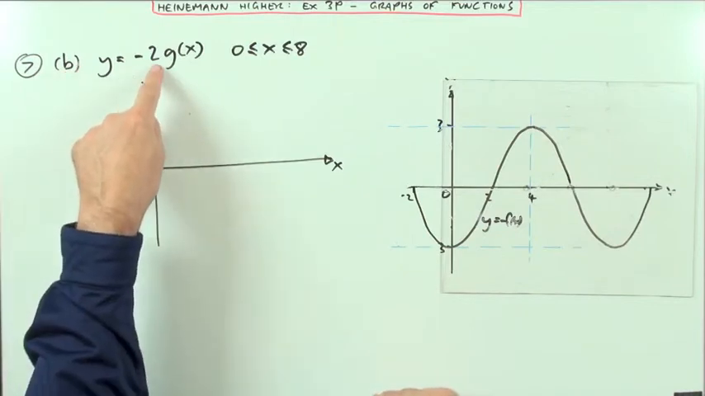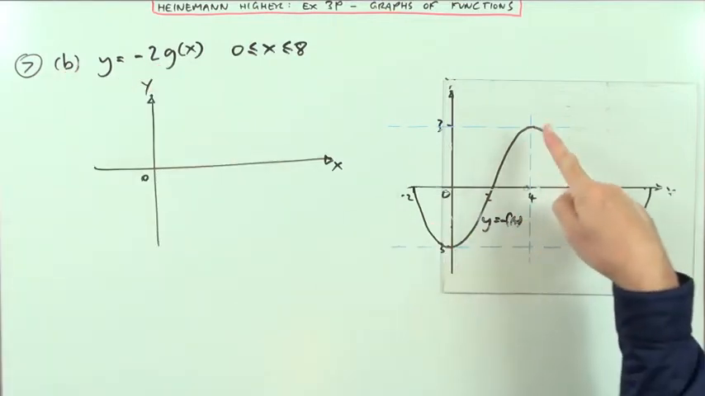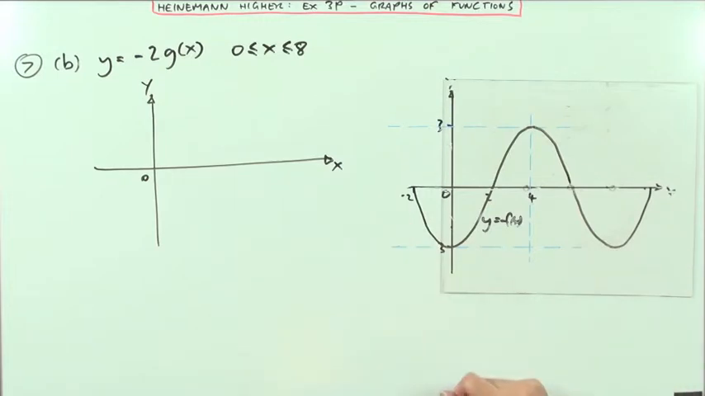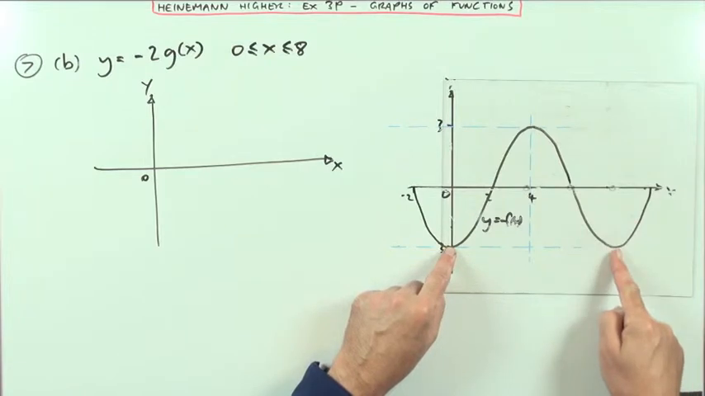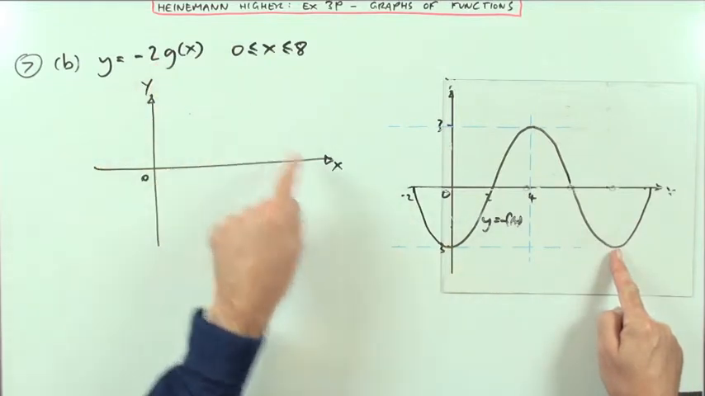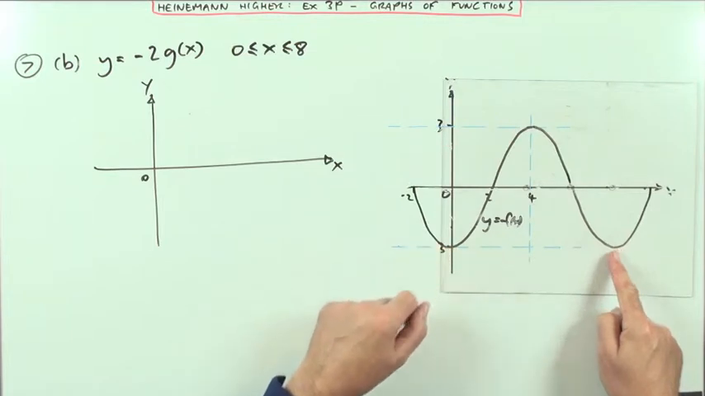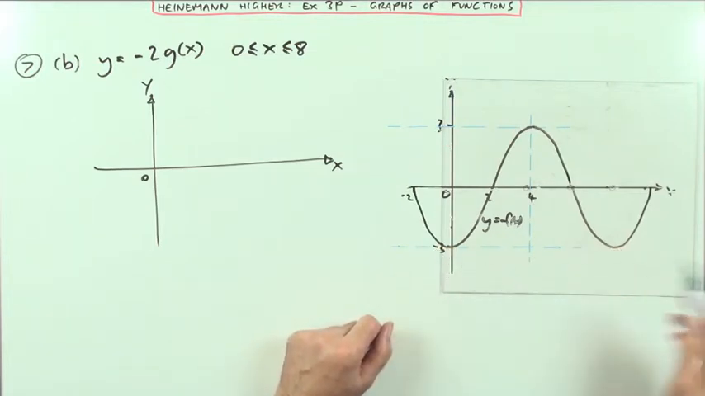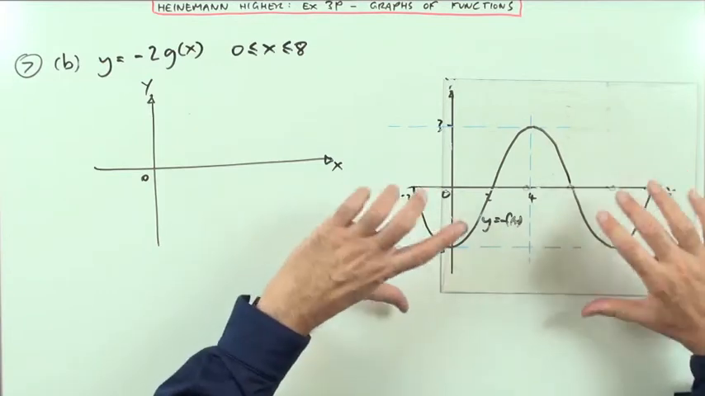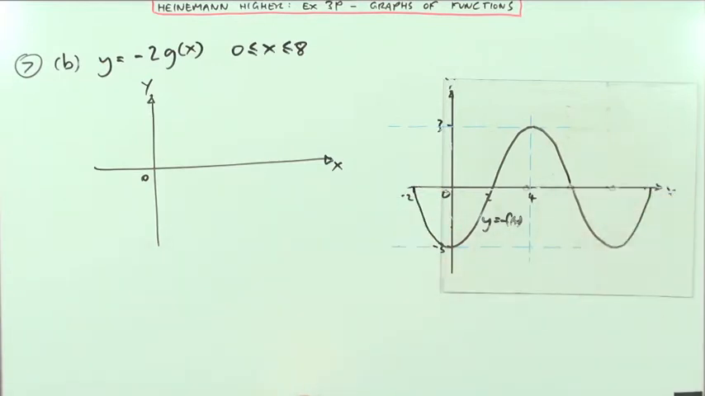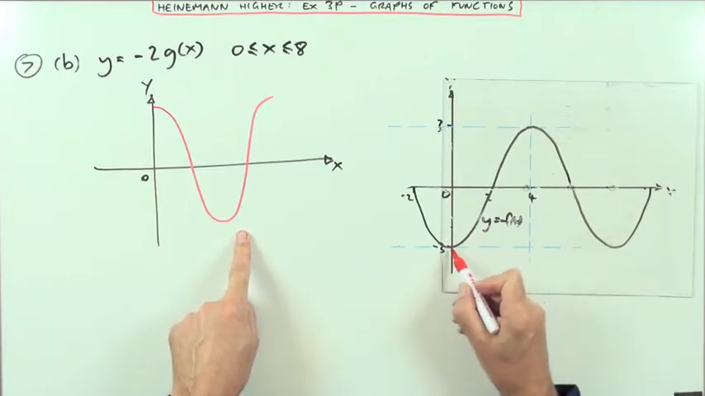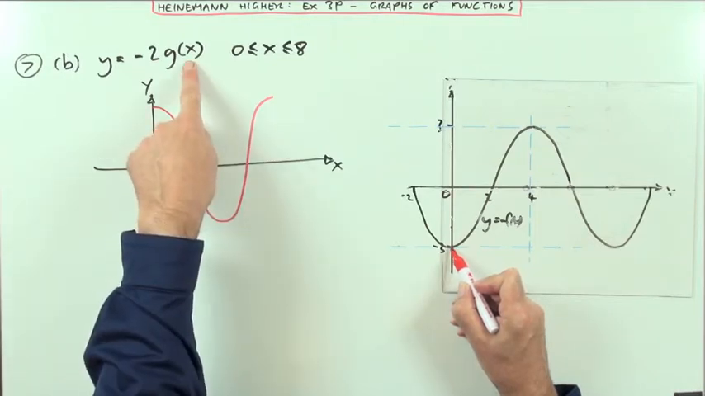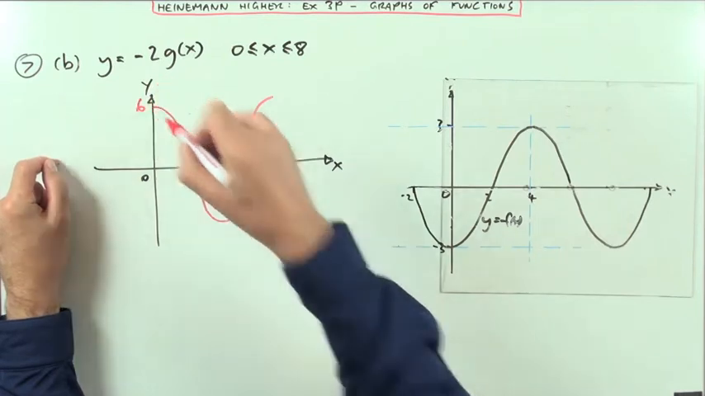B, y equals negative 2g of x. Well, that was g of x going from negative 2 to 10. But you've only to do it from 0 to 8. And it has to be twice the answers you've got, so that's 6 and negative 6, only upside down. So it's this graph turned upside down. So it should look like this, where that point was originally at negative 3, it's now going to be up at 6.